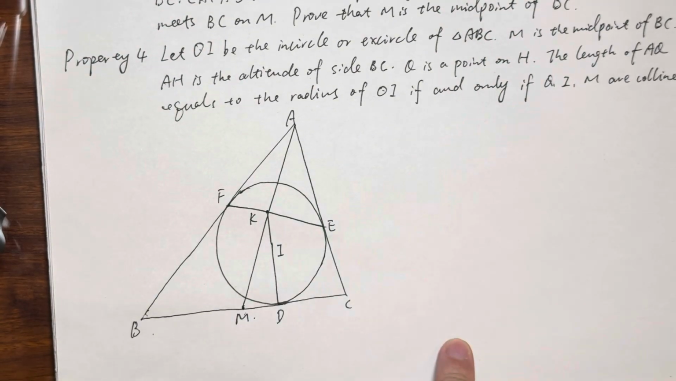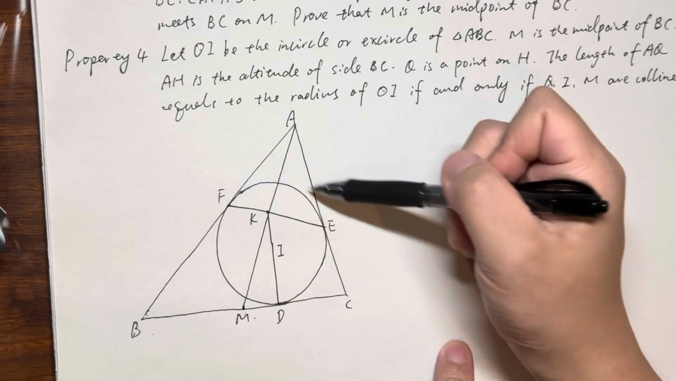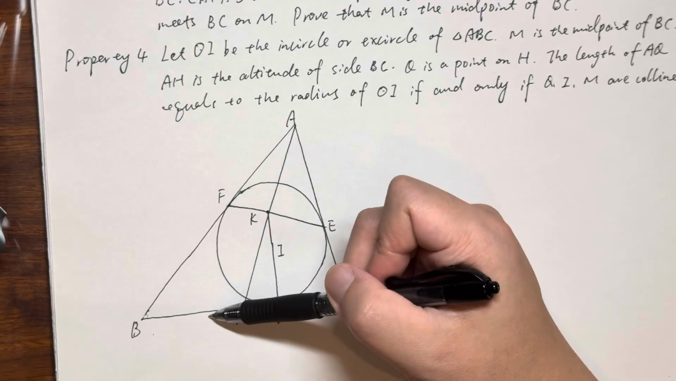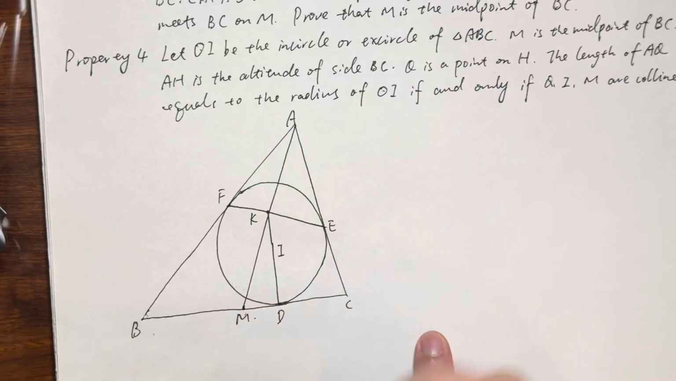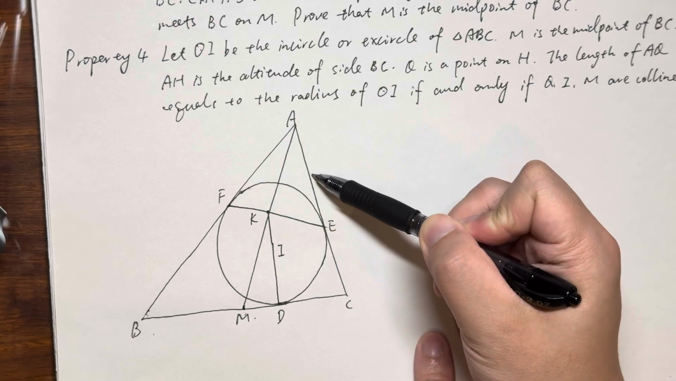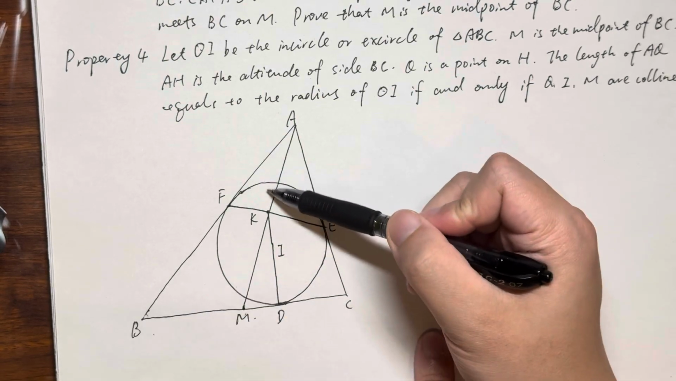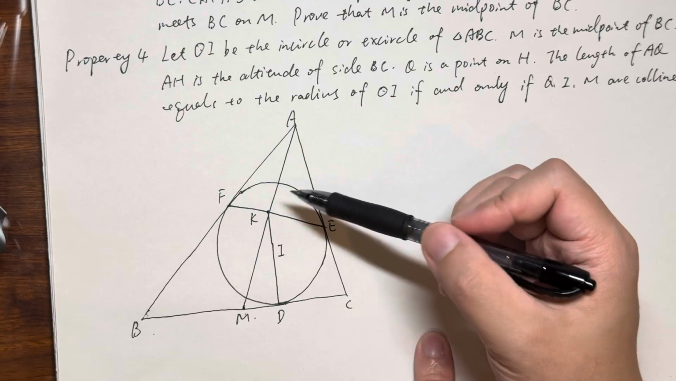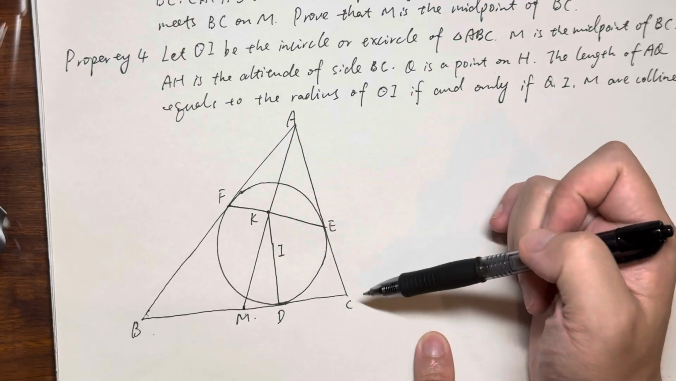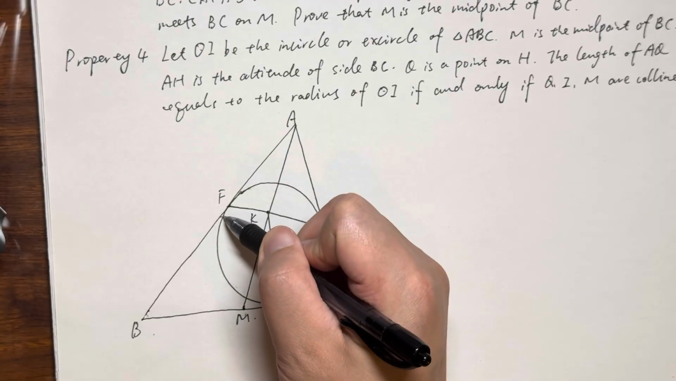Remember we did this in property 2, where DI meets FE at a point P, and we connect AP, which meets BC at G. We proved that BG equals CD. And how did we do that? We drew a line parallel to BC passing through point P, and then we found the relationship of the angles. For this problem, it's a similar thing. Let's just draw the parallel line first.